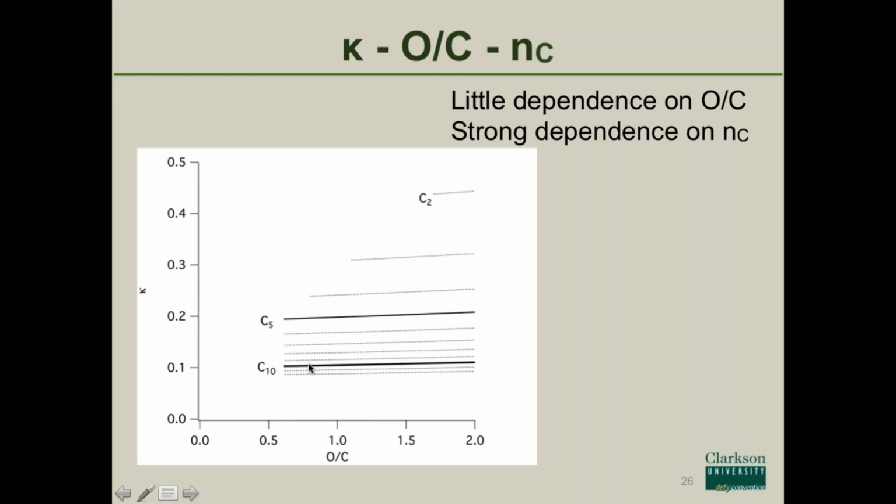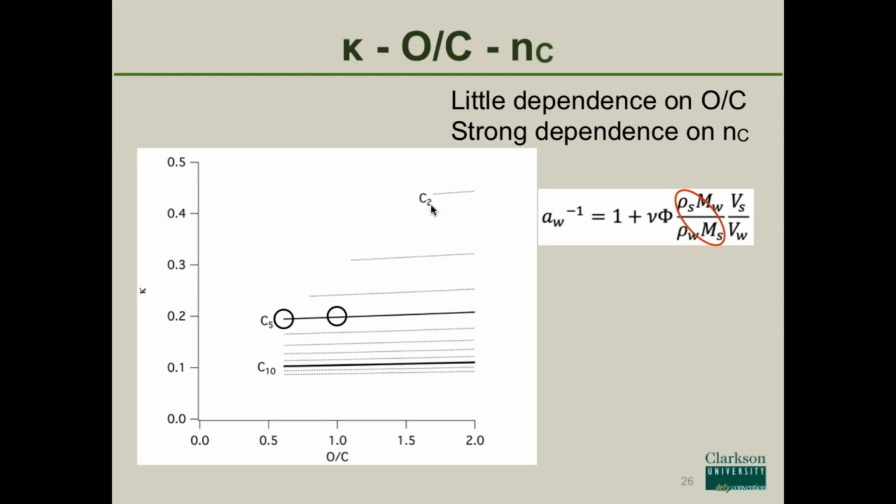So kappa and O2C have some dependence, but if you limit your discussion to the same carbon species, there's actually very little dependence on O2C ratio, and much stronger dependence on number of carbon. And why doesn't it depend on O2C? The key here is that kappa has both the density of solid and the molecular weight of solid. Density is the numerator, molecular weight is the denominator.